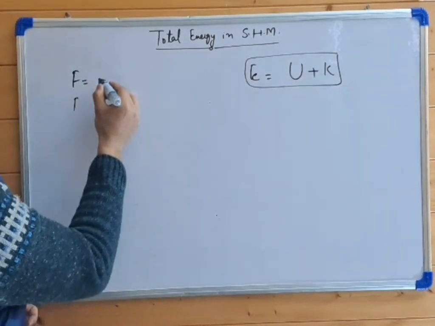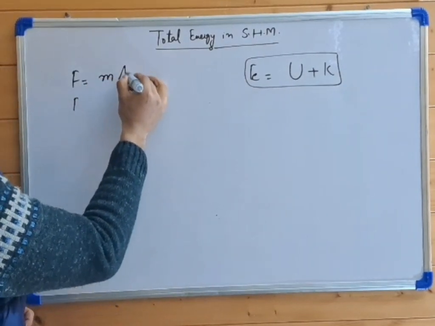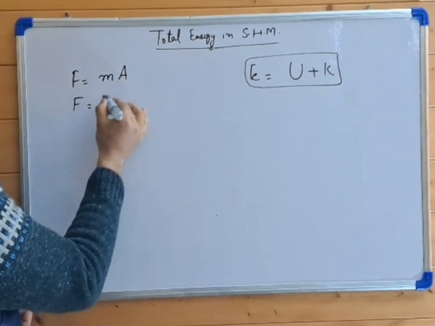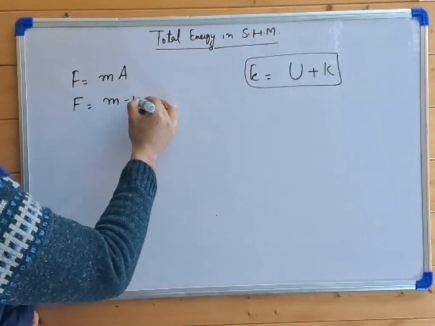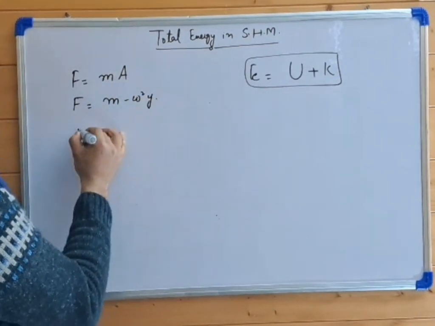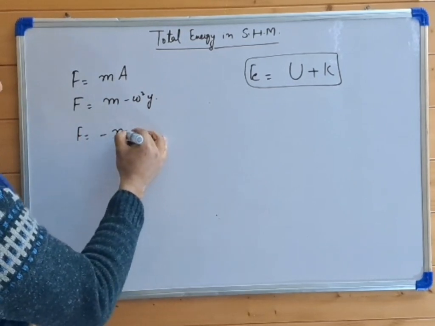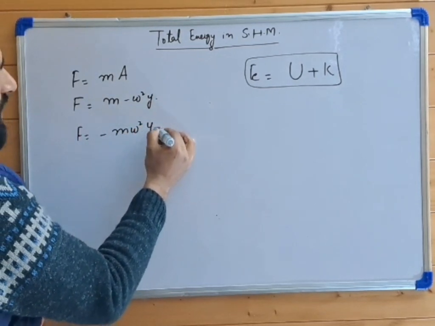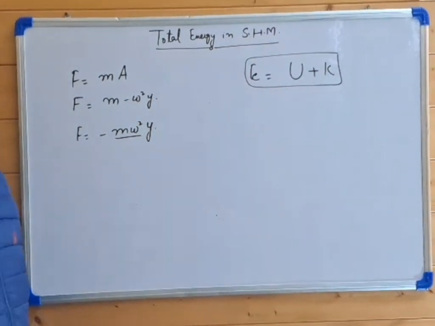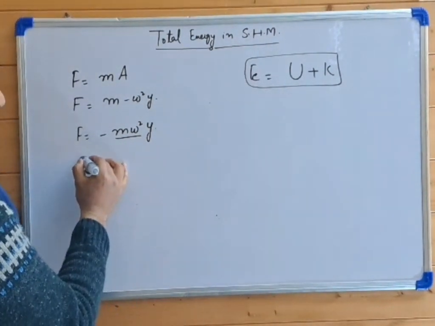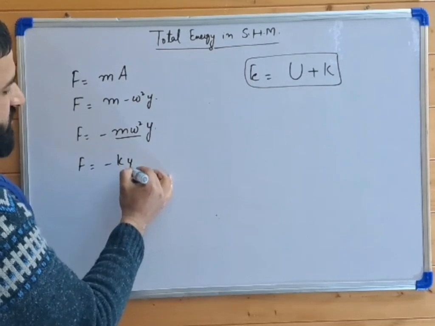The restoring force F is equal to mass into acceleration, and as acceleration calculated already is minus omega square y, F is equal to minus m omega square y. This m omega square is equal to k, that is the force constant. So F is equal to minus k y.